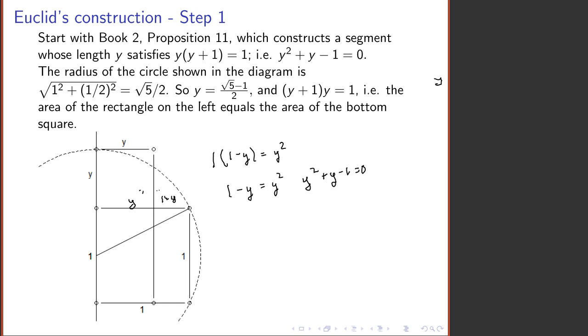So there are, in fact, in this diagram, two lines that have been divided in the golden ratio, this one and the horizontal one. Take your choice. Either one will work.